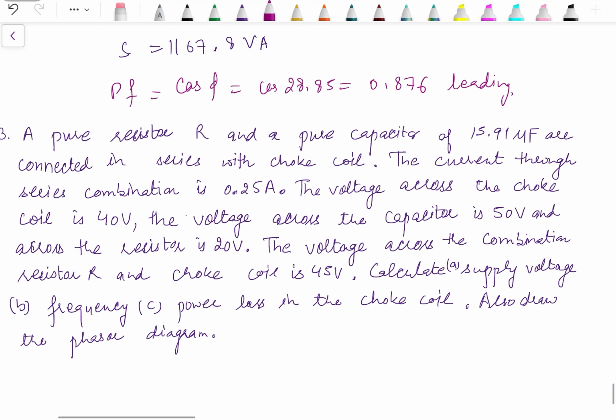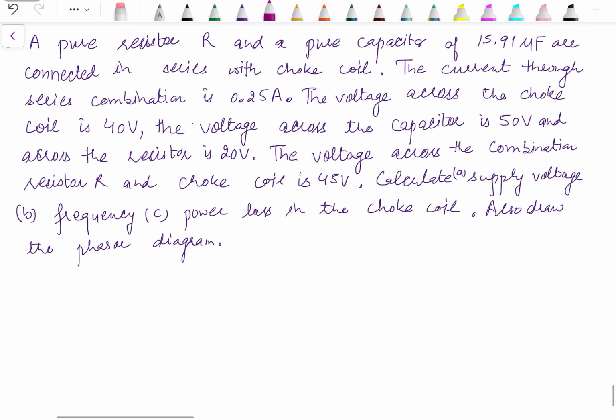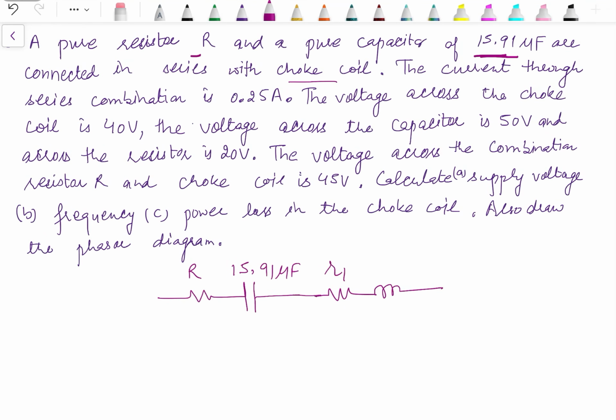Now let's move on to the last problem in this video. This says a pure resistor R and a pure capacitor of 15.91 microfarad are connected in series with a choke coil. So we have a resistance R and capacitance 15.91 microfarad. This is connected in series with a choke coil. Choke coil means another resistance and inductor. Let's say its resistance is RL, inductance is L.